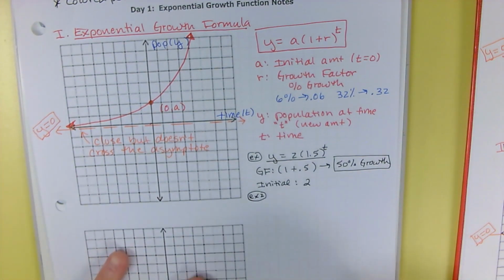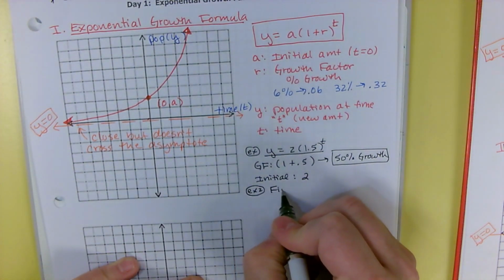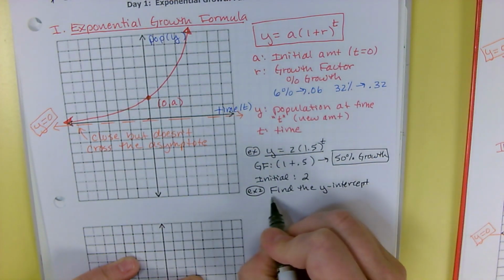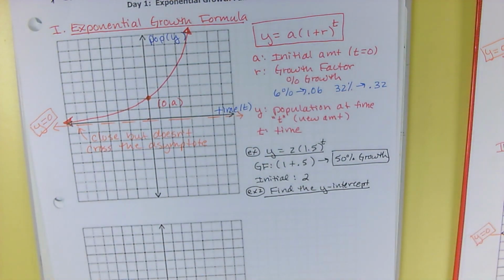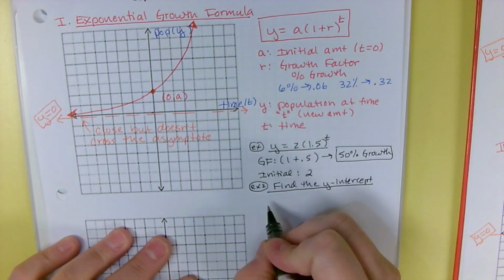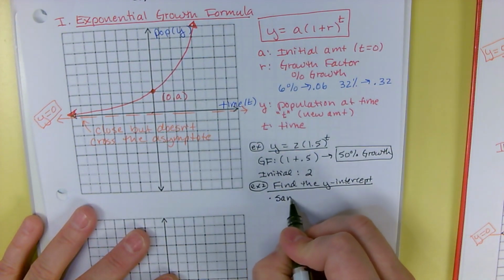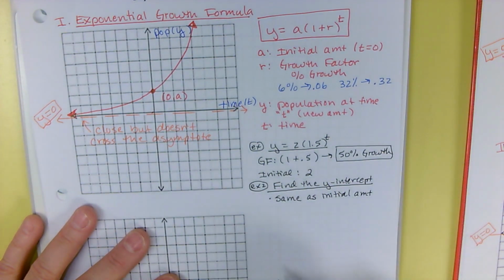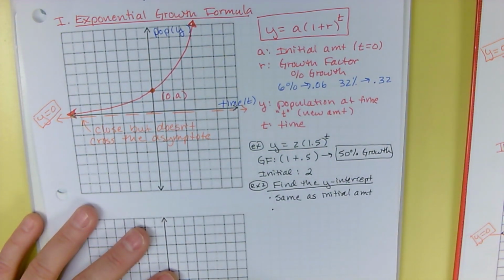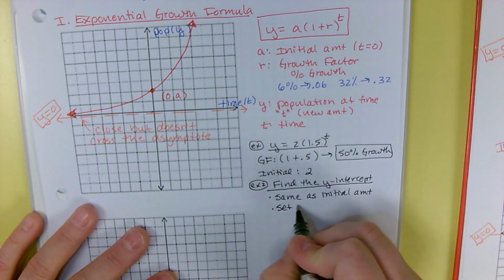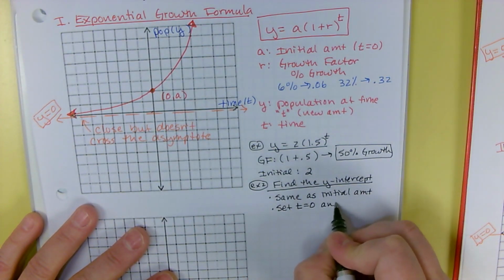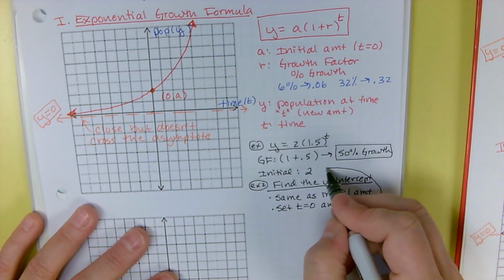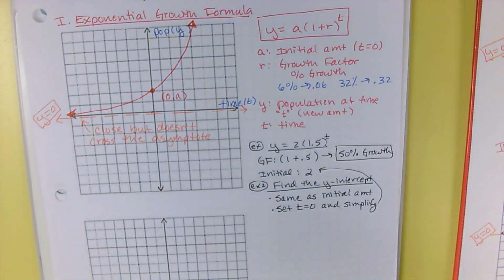Another question you're going to get on your worksheet is to find the y-intercept. This is kind of a tricky question just because it has a y-intercept. Your y-intercept is the same as the initial amount. So if you need to find the y-intercept, you just set t equal to 0 and simplify. Or you just look and see what the a is, which would be 2 for that equation.